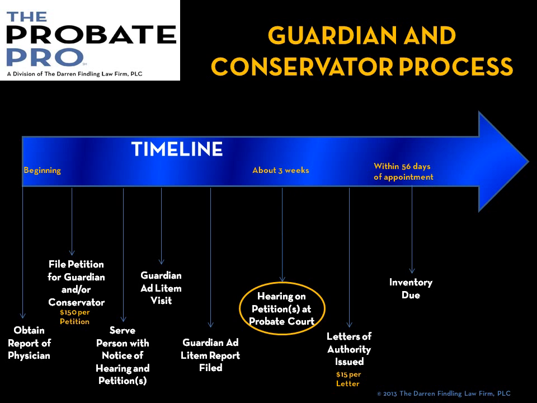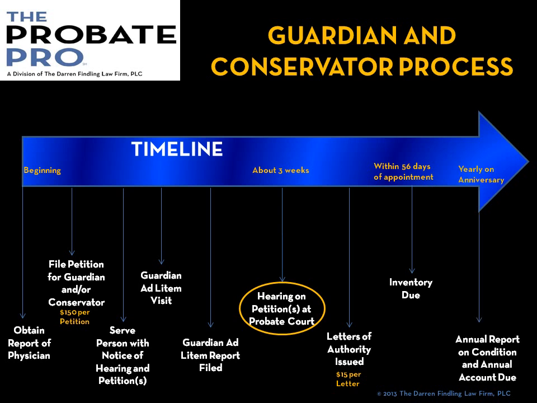For a conservatorship file, within 56 days of appointment, it is required that you file an inventory with the probate court identifying any of the assets that you as the conservator are managing on behalf of the protected individual. It's very important that during that time you have retitled all of the assets of the protected individual into the name of the conservatorship estate, and that none of the assets are mixed up or commingled with your own assets.